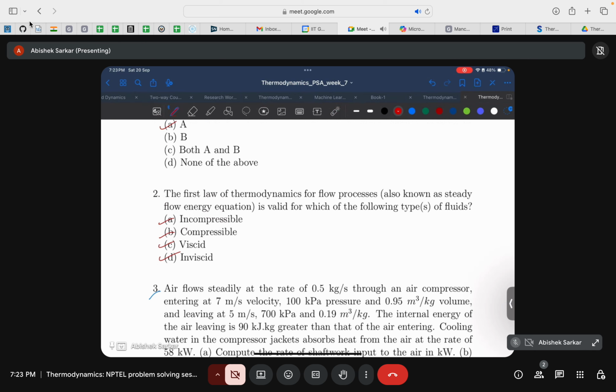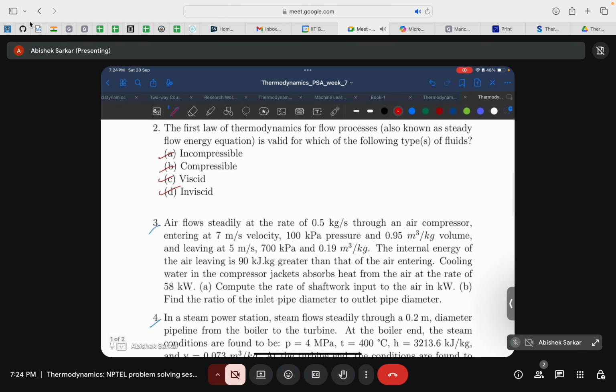Since we have not made any kind of approximation while deriving the steady flow energy equation, there is no need to consider any specifics. So all these considerations can be made, and the steady flow energy equation will remain valid for all these cases. There's no specific scenario that has been taken into consideration while deriving the steady flow energy equation.